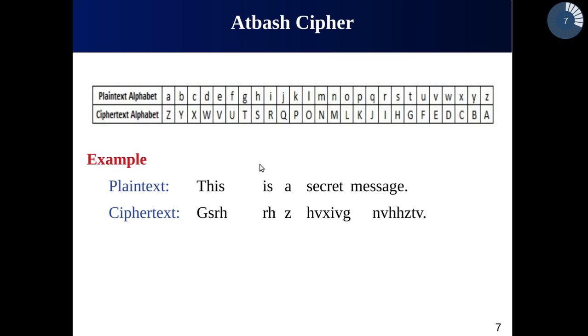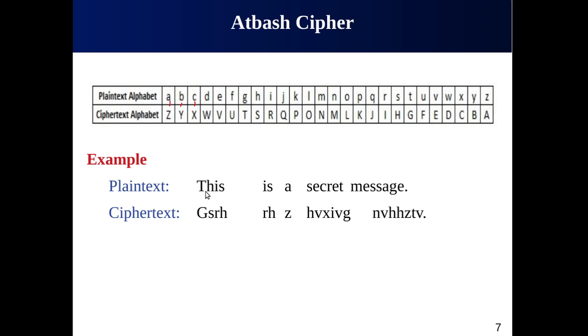Let us see an example of the Atbash cipher. As I just mentioned, every time you encounter A in the plain text, it will be replaced by Z. B will be replaced by Y. C will be replaced by X. And this is like a fixed rule. For all the conversion of plain text into ciphertext, you have to follow this rule. And this classical encryption method is known as Atbash cipher.